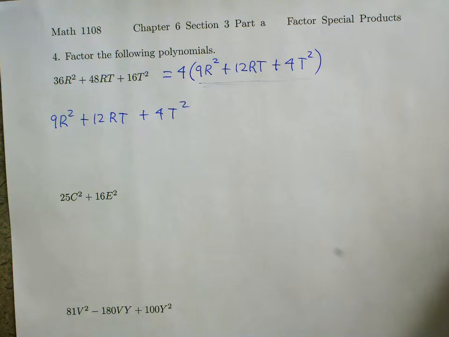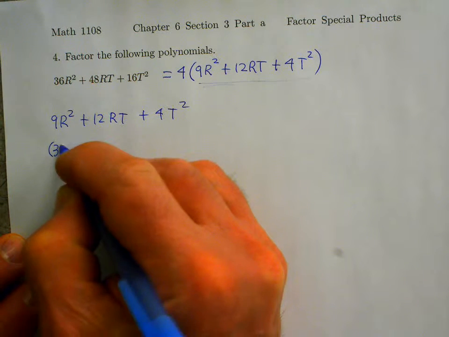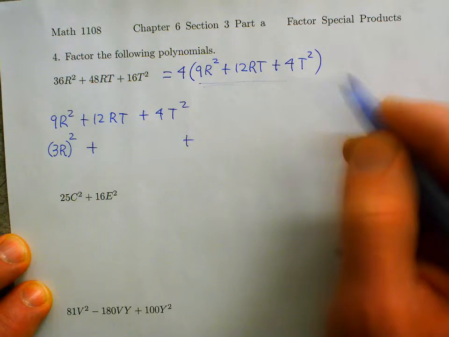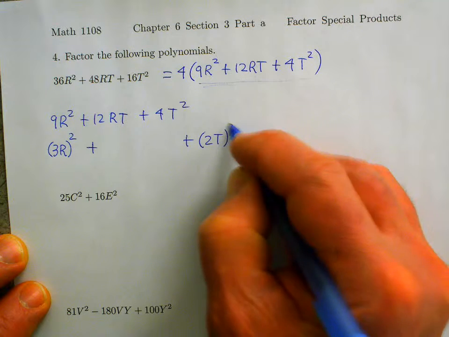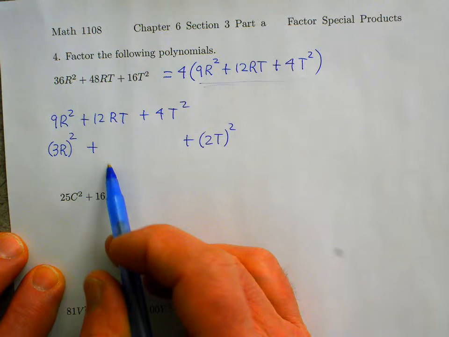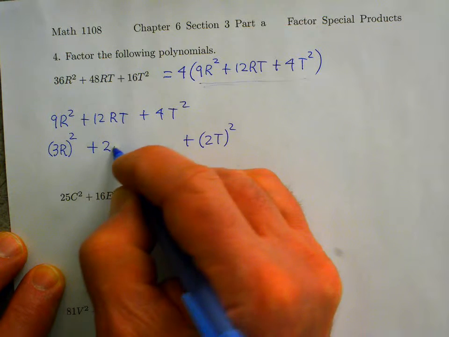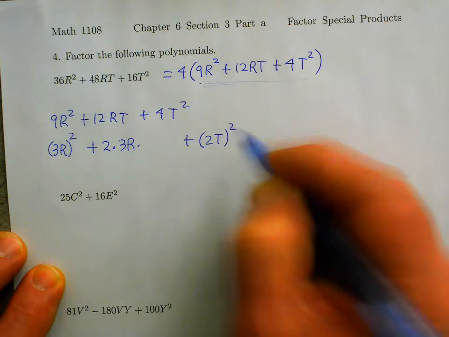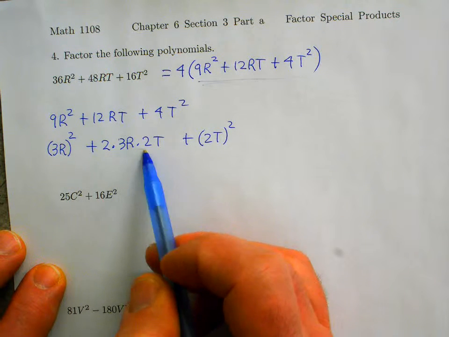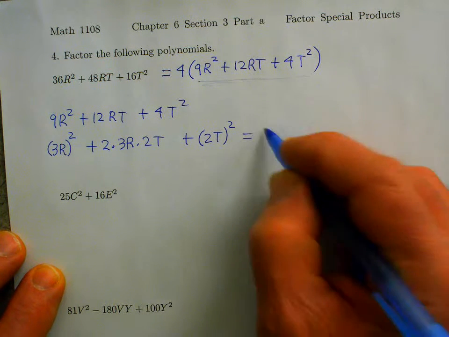Okay, so maybe it's a perfect square trinomial. The first term on the left is a perfect square. If you square the term 3r, you get 9r to the second. The term on the right is a perfect square because if you square the term 2t, you get 4t to the second. So we test to see if the middle term is of the right form. So plus 2 times 3r times 2t. So 2 times 3r is 6r, 6r times 2t is 12rt. So it has the right form. So it is a perfect square trinomial.